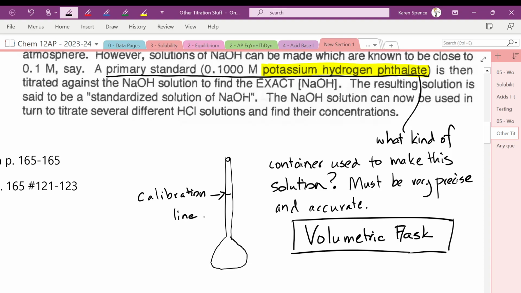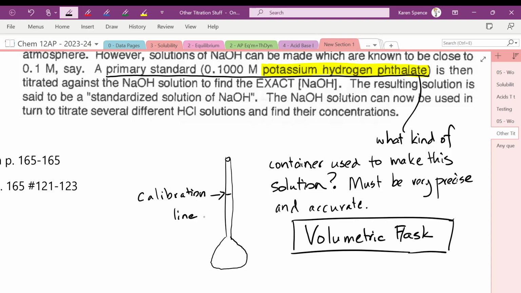Okay, and it has a calibration line, so it'll make either 100 milliliters or 250 milliliters or 500 milliliters. There are 25 milliliter volumetric flasks. It's sort of the gold standard for making a solution because it's got that narrow neck. So a small change in volume means a bigger change in height. So you're not going to be like, oh, I could add 3 drops and not have it move up and down very much. Or I could add 3 drops and have that change it quite significantly.